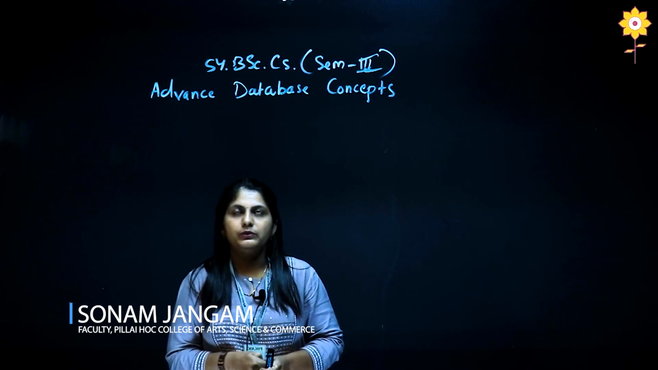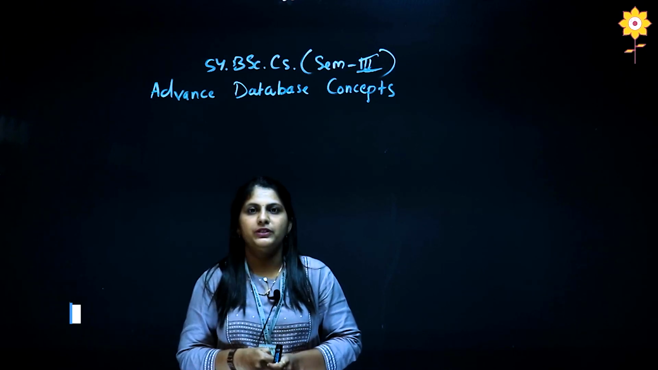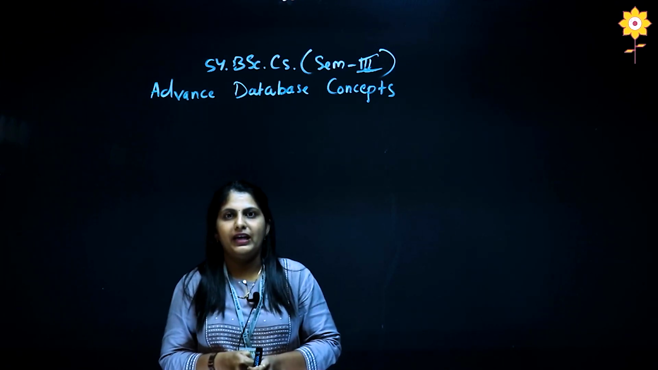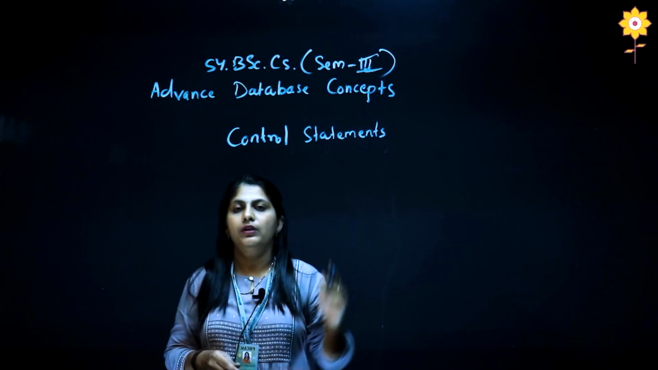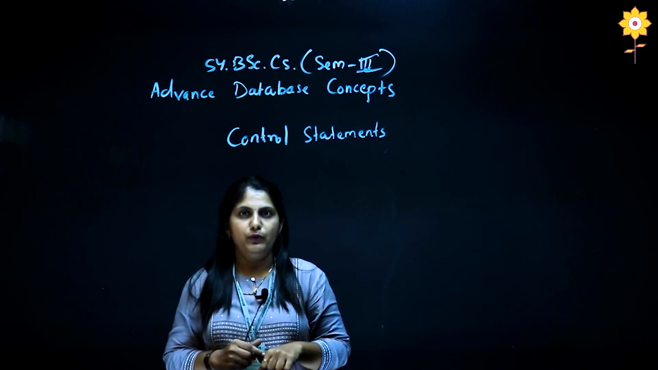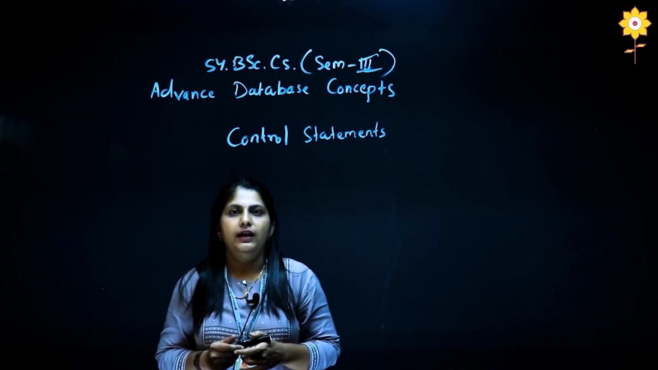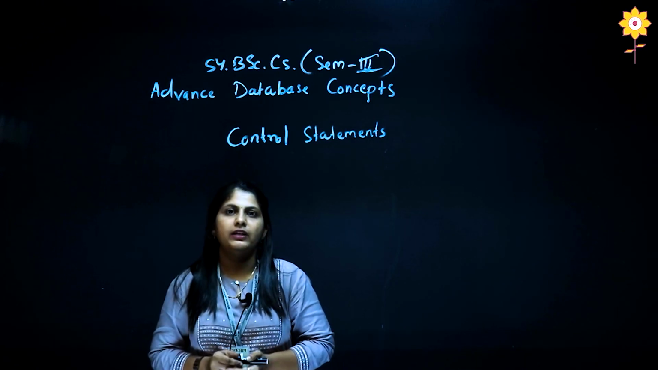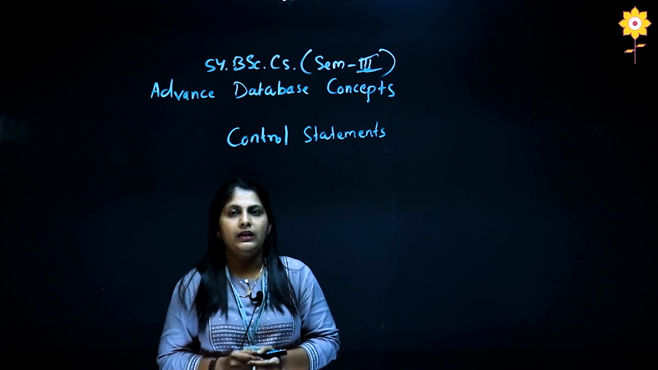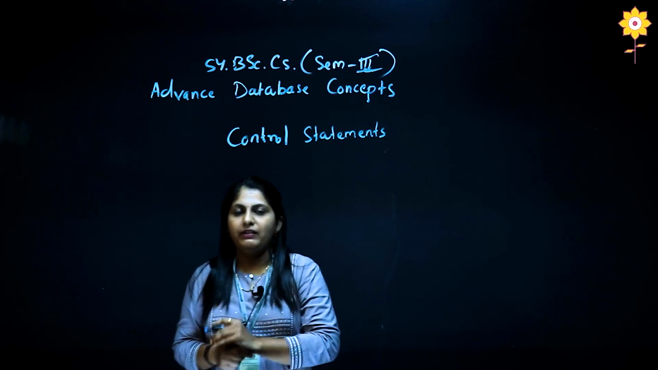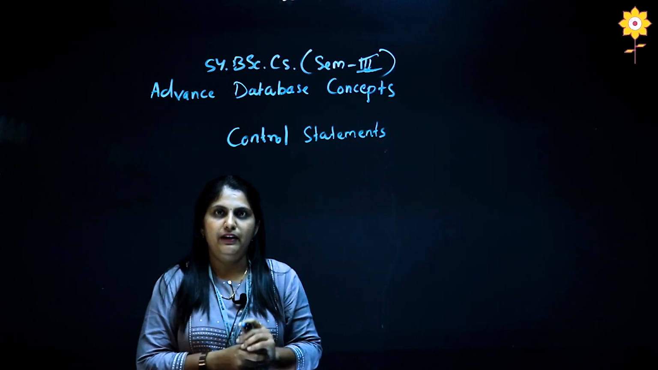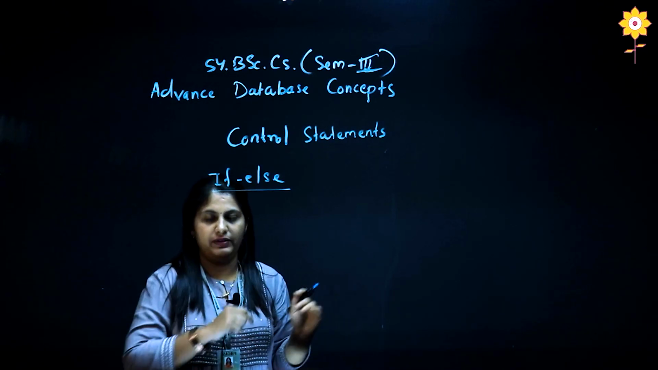Today we are going to see the advanced database concepts subject of SYBSc CS Sem 3. In that we will see control statements. There are three types of control statements. First one are the conditional statements, second one are looping statements, and third one are the sequential statements. Today I will give you an example of an if-else ladder, meaning if-else, if-else, if-else.